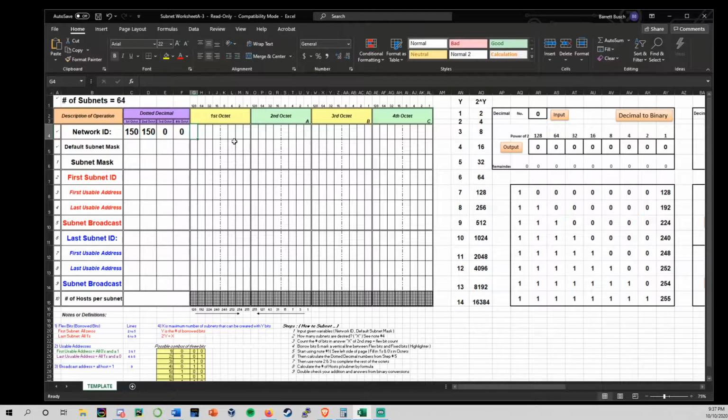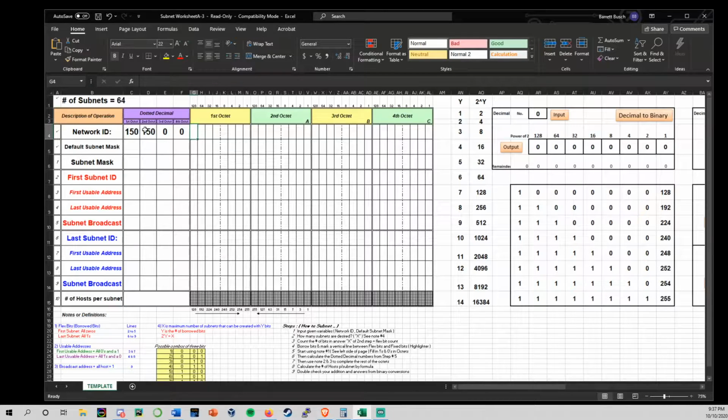Because we're working with a base 2 numbering system, you'll see up top here that we have the powers of 2 increasing from right to left. So we have 2 to the power of 0, which, any number to the power of 0 is always going to be 1. And we have 2 to the power of 1, which equals 2. 2 to the power of 2 is 4. 2 to the power of 3 is 8, and so on. And then we get up to 128 here.